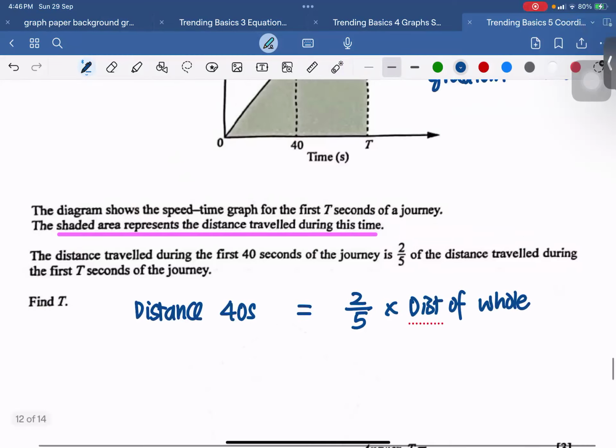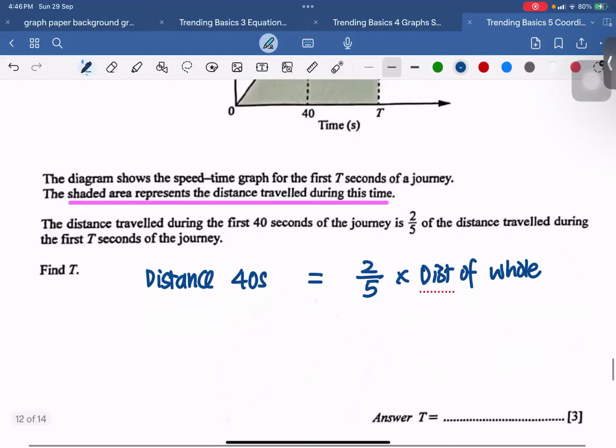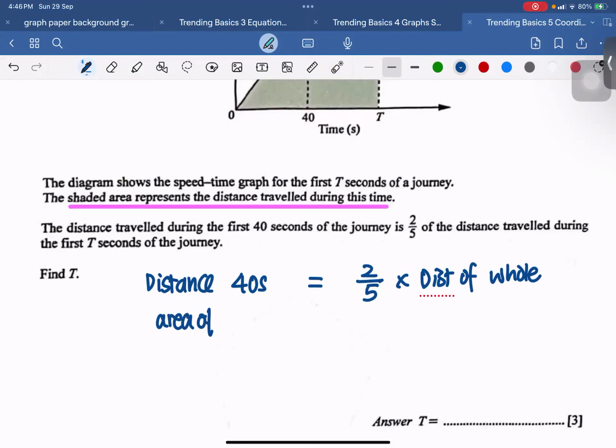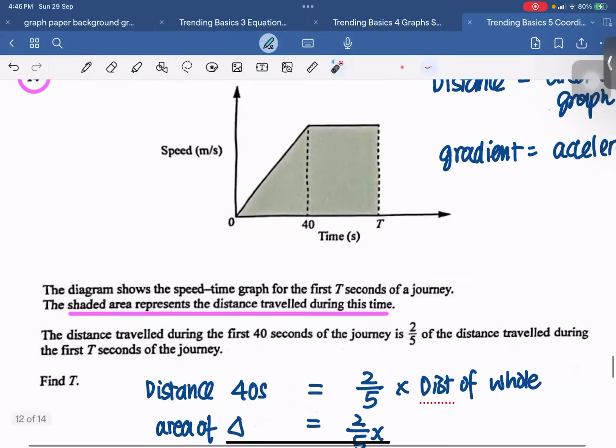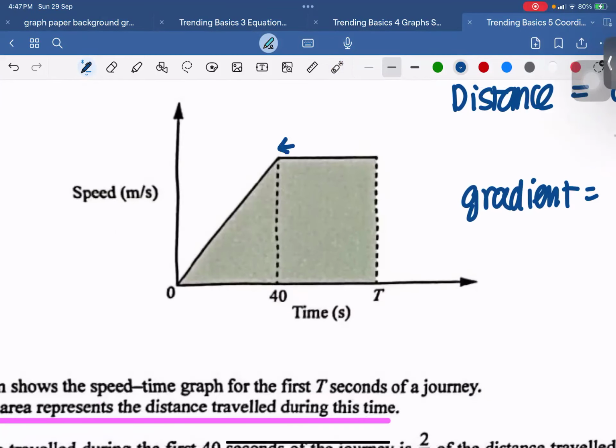Distance for 40 seconds is the area of the triangle. 2/5 of the distance for the whole journey is the area of the triangle plus the rectangle or trapezium. Before I do the trapezium, let's analyze the two parallel sides. This one is made up of t minus 40.